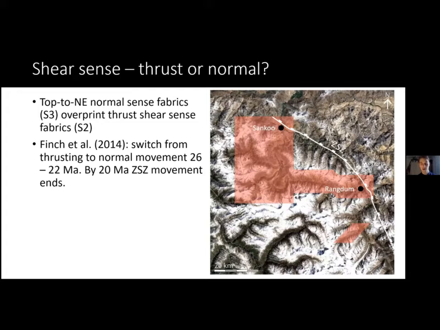Another one is that fabrics associated with the Zanskar shear zone, which are our S3 fabrics, show normal sense shearing. And this contrasts with the main regional fabric, our S2 fabric, which shows thrust sense shearing. And so the normal sense shearing overprints thrust sense. So previous work by Finch et al. in 2014 constrained this switch from thrusting to normal movement to occur sometime between 26 to 22 million years. And this work was done further to the southeast towards Padum. And by 20 Ma, movement on the Zanskar shear zone had ended.